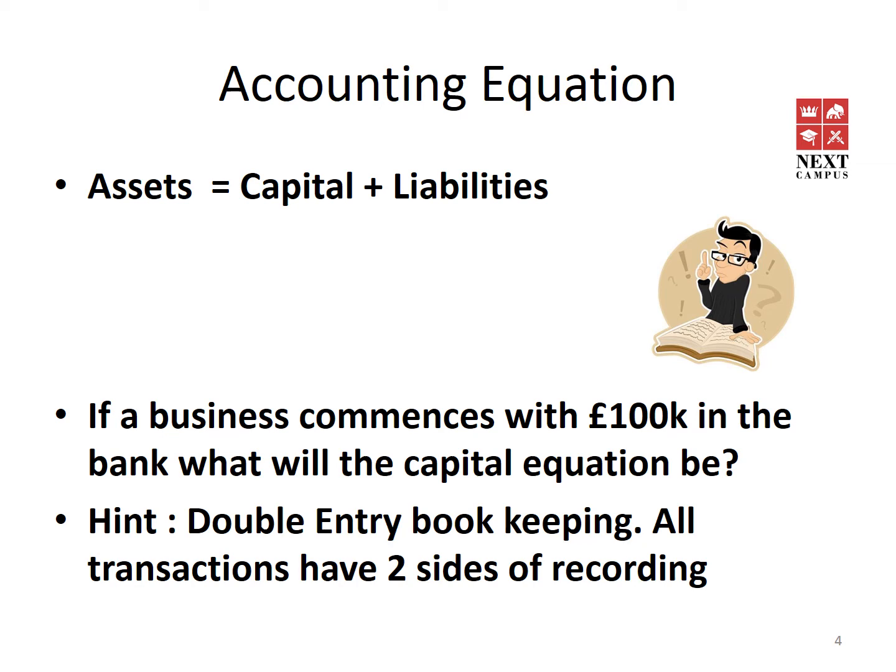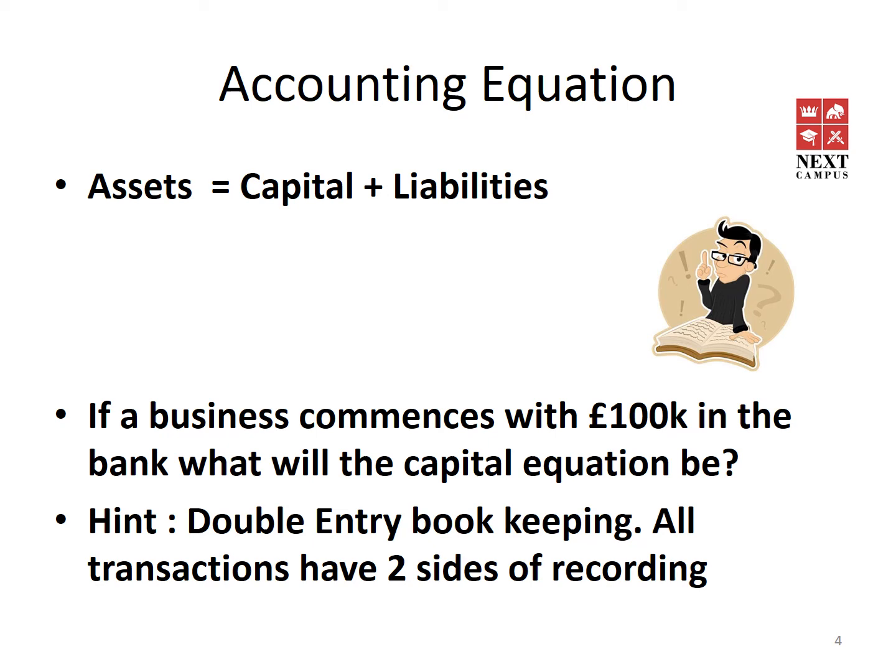To the accounting equation. So once again, what is the accounting equation? Assets equals capital plus liabilities. That means items in the business are owned by whom? The owners, and are funded by the owners and the debt and liability providers. So, our question: if a business commences with £100,000 in the bank, what will the equation be? What will happen? Think.